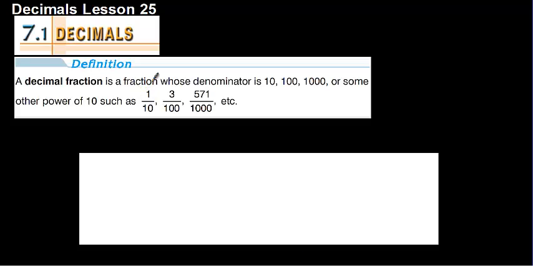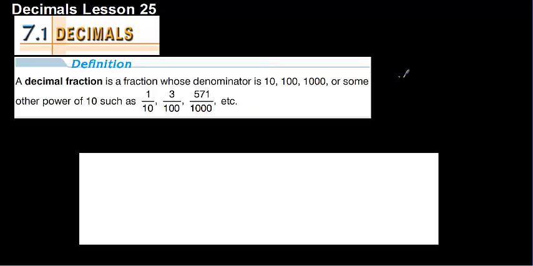In this video I'm going to explain decimals. Here we have the definition. A decimal fraction is a fraction whose denominator is 10, 100, 1000, or some other power of 10. It can be 10,000, 100,000, a million. It can be with a power of 10 as a denominator.